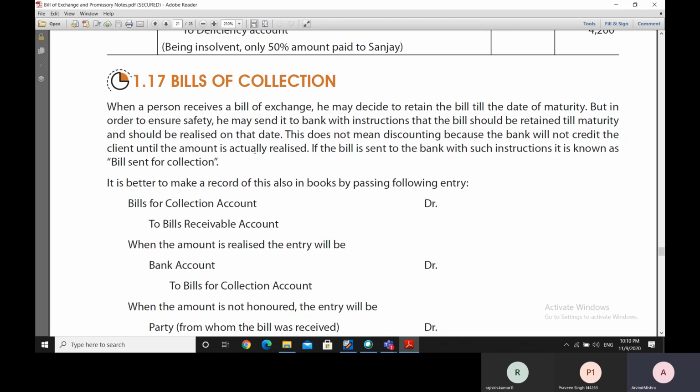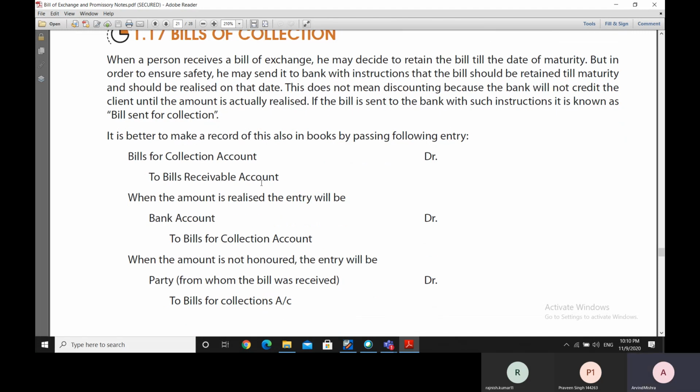So entries in this case will be like this: we credit the bills receivable account which we had debited earlier, and we debit instead the bills for collection account. So we are transferring the funds from bills receivable account to bills for collection account, because those bills have been sent to the bank for collection on due date.